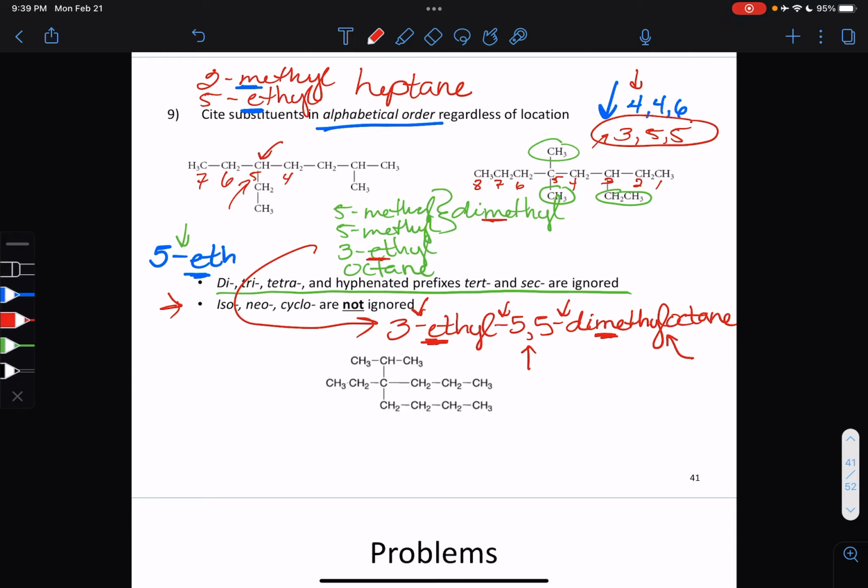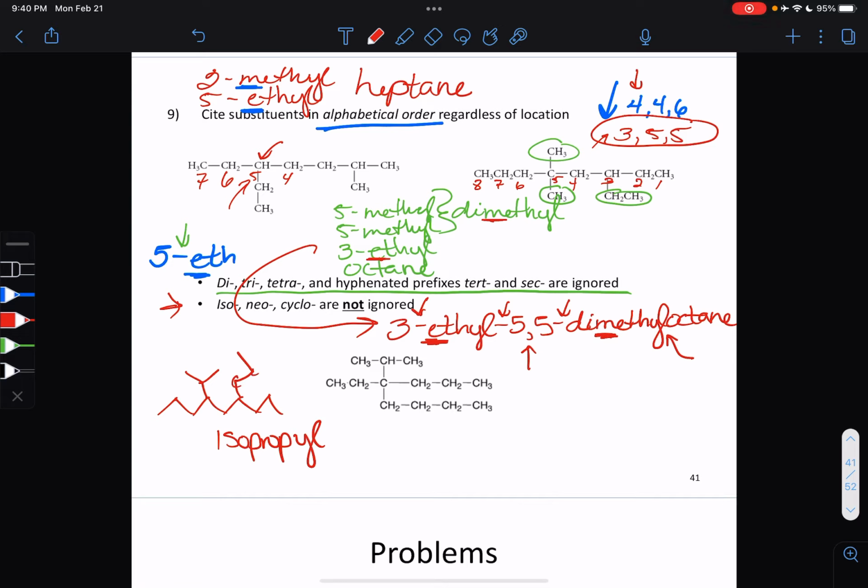All right, now the second bullet point says if you have prefixes that are not hyphenated and they're not the Greek numbering system like di, tri, and tetra, so they're things that are part of the name like iso, neo, or cyclo, those prefixes are not ignored. So say you have an isopropyl right there. And over here, you have a propyl.